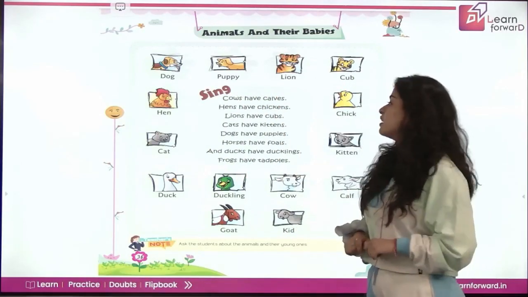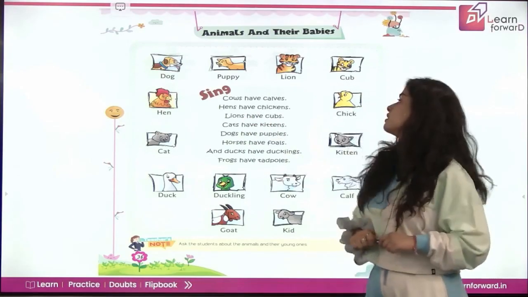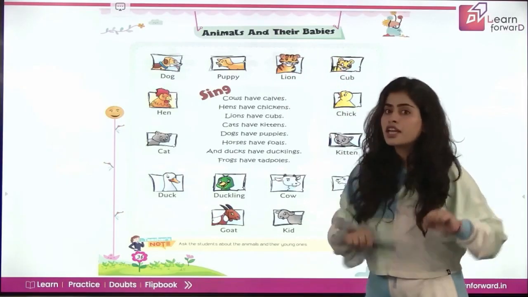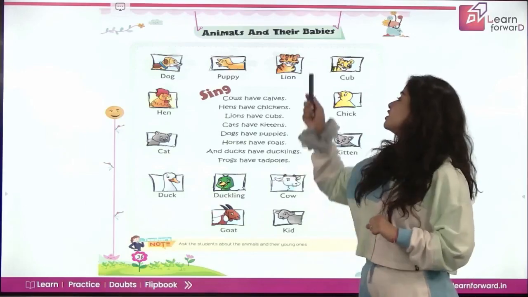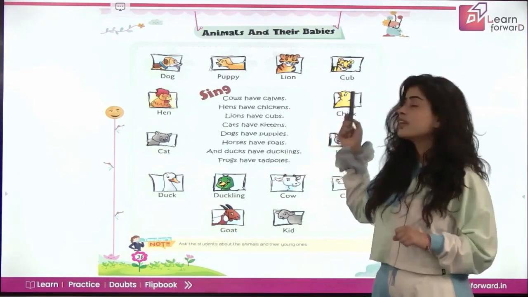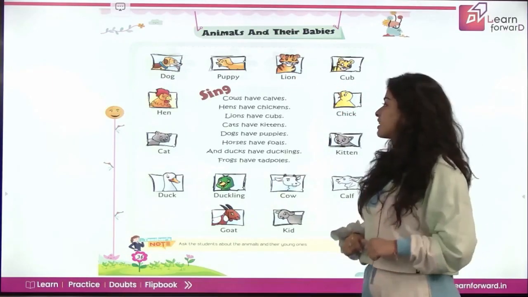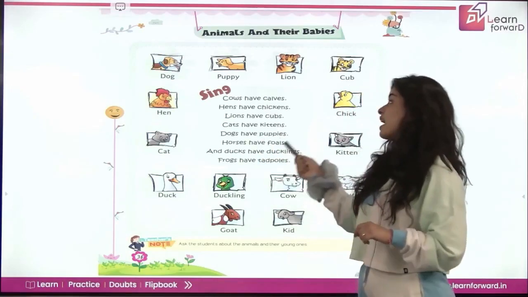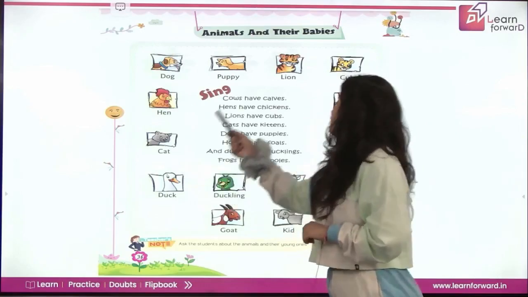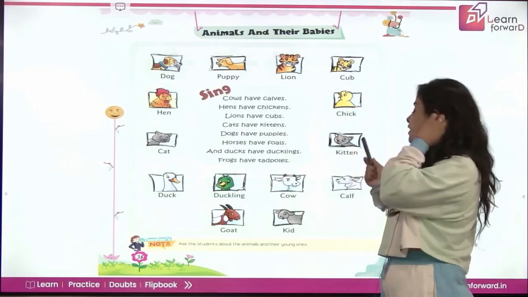Next is lion. Lions have cubs. See, it's a lion, and the lion is the king of the jungle. So it's the lion and the lion's baby is a cub. Now next is cats. Cats have kittens. See, it is a cat here. Now a cat's baby is called a kitten.